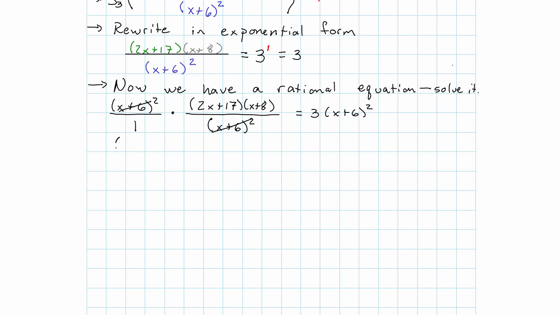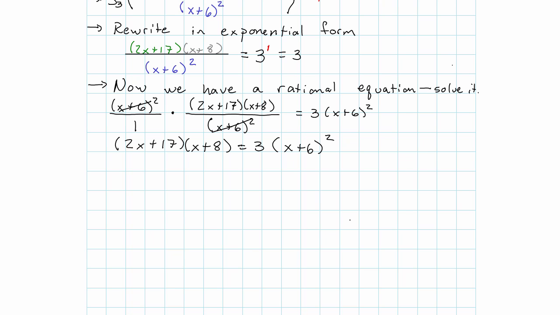So we'll have 2x plus 17 times x plus 8 equals 3 times x plus 6 all squared. Okay, we no longer have a rational equation. We now have a polynomial equation, which we now have to put into standard form.